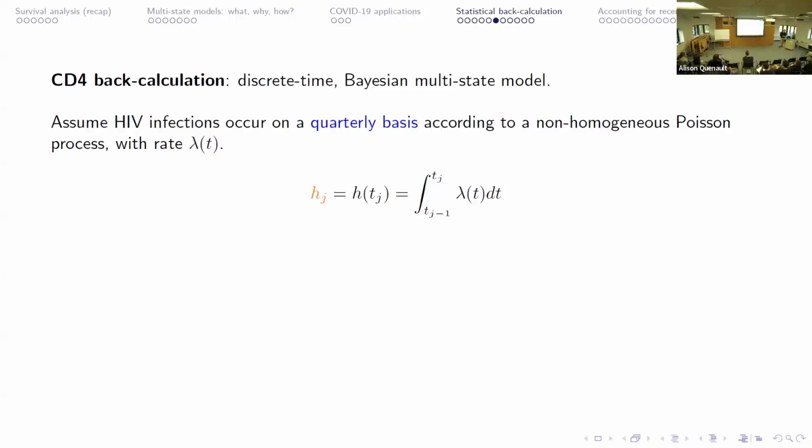So we can model the infections according to a Poisson process. In this case, it's a time varying Poisson process with rate lambda t. And we're going to steadily build up that multi-state model. So we've just got the HJ coming in on the left-hand side, representing infections.